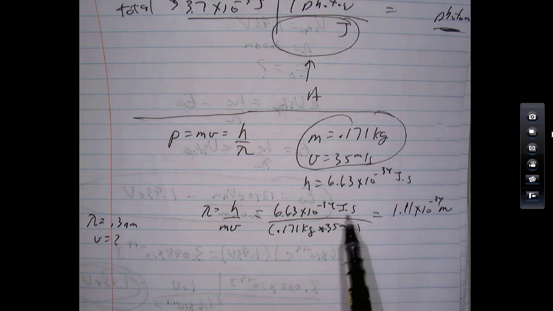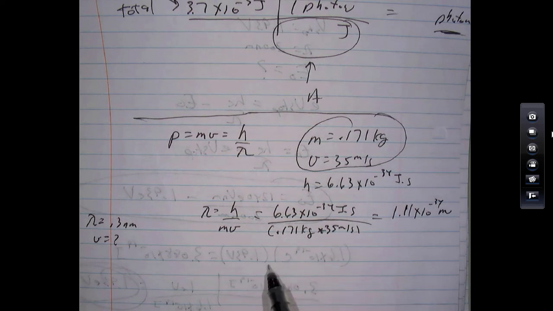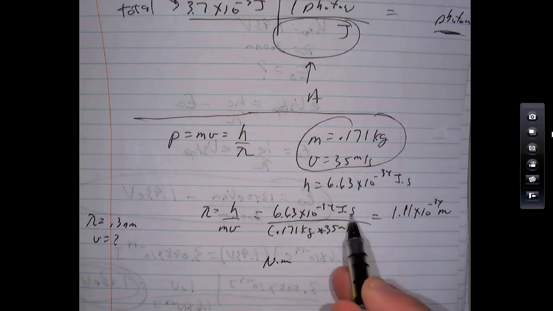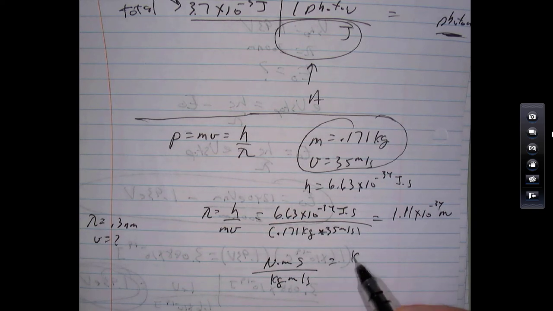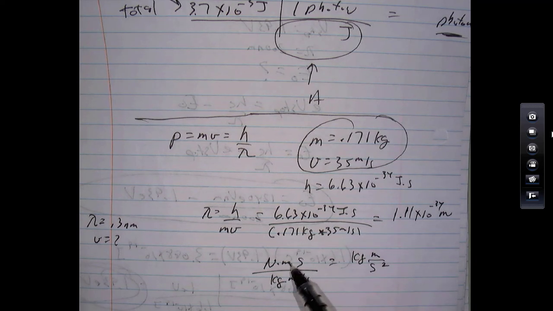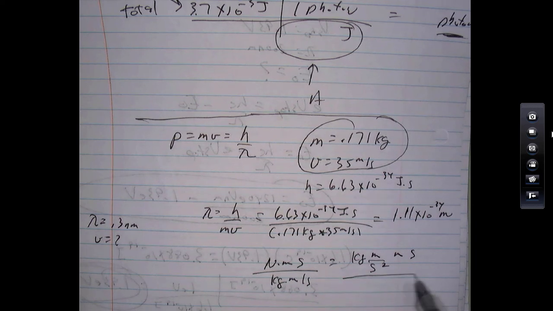As far as the units go, a joule is a Newton meter, and then we have times seconds divided by kilogram meters per second, and a Newton is a kilogram meter per second squared. I still have another meter on the top, a second. It's looking kind of ugly, but I think it'll clean up nicely in a minute. Kilogram meter per second. So one of these seconds here cancels.